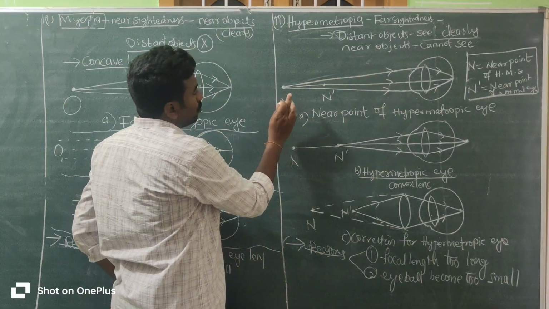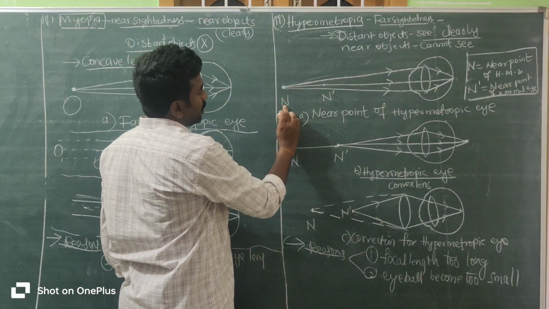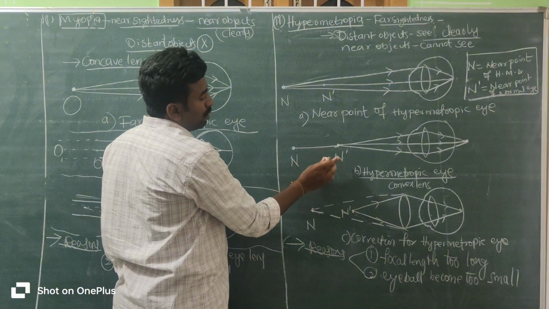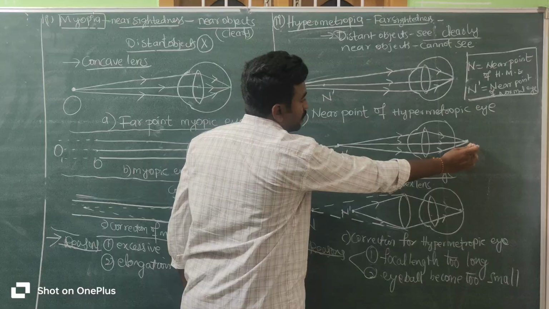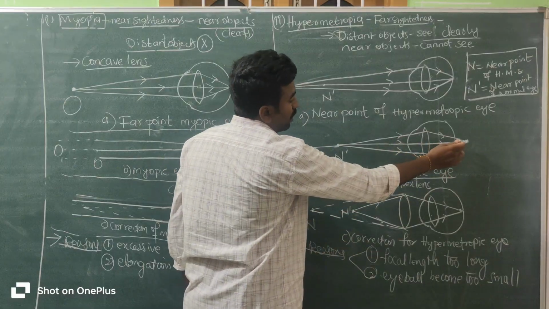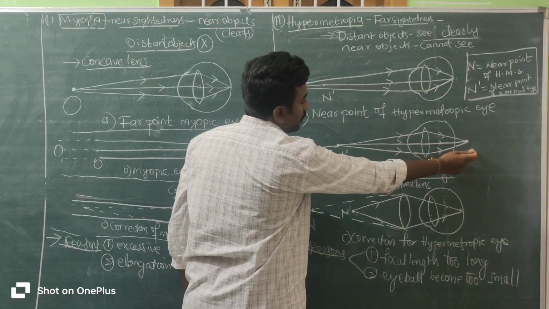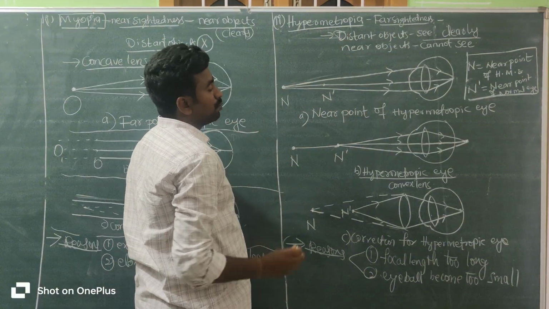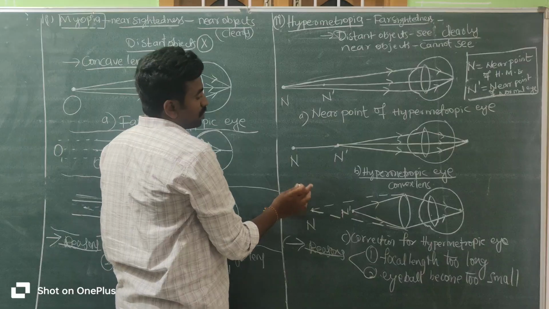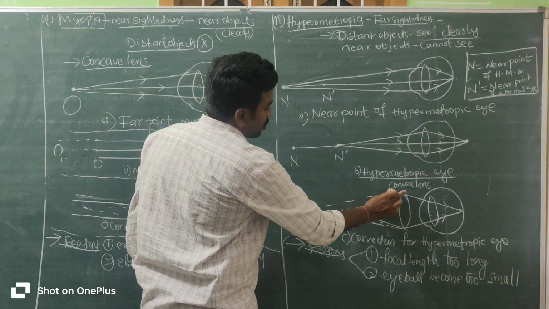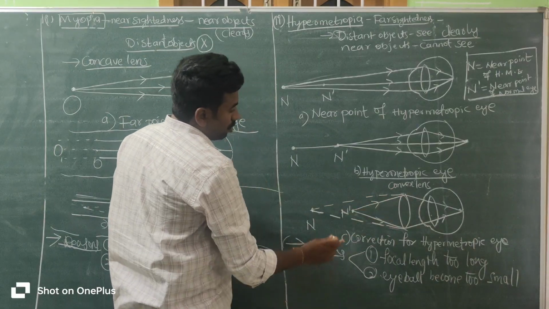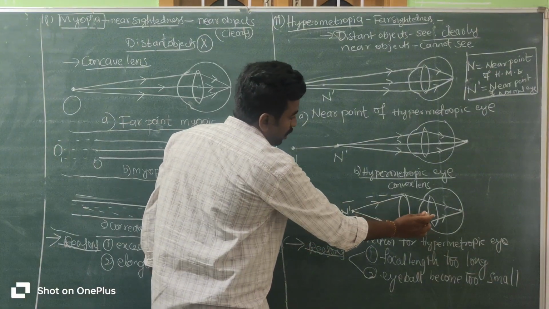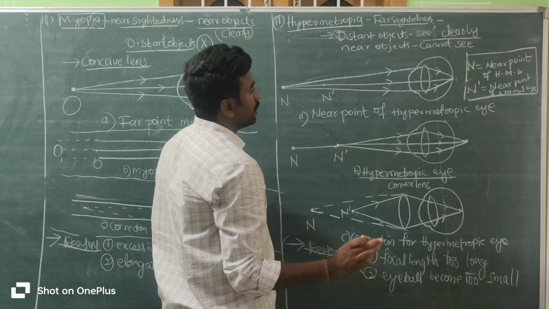I already said that in hypermetropia, we can see distant objects but cannot see near objects. Now if you move the object from N to N dash, the light rays coming from N dash fall behind the retina. If light rays coming from N dash fall behind the retina, it causes the eye defect hypermetropia. We cannot see the near object clearly. To correct hypermetropia, we use a convex lens. If you use a convex lens, the light rays coming from N dash fall on the retina. We can see the objects very clearly.